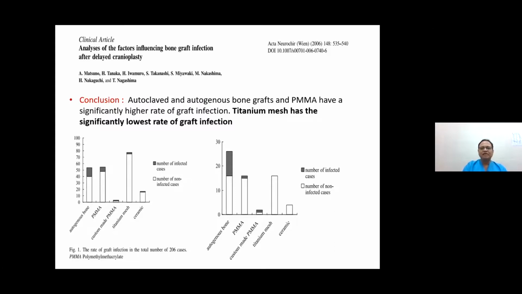And as compared to autogenous bone, titanium mesh had a significantly lower rate of graft infection. Hence, if one is planning a delayed cranioplasty, probably titanium mesh is better than doing an autogenous bone.